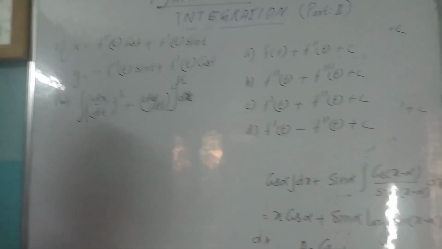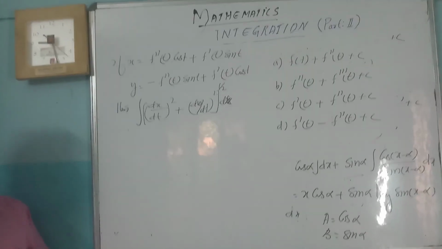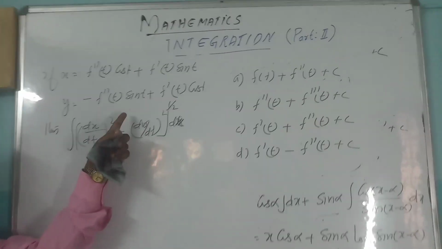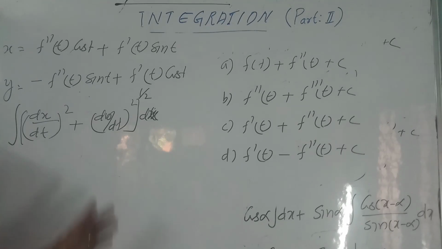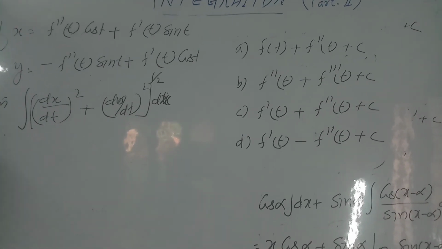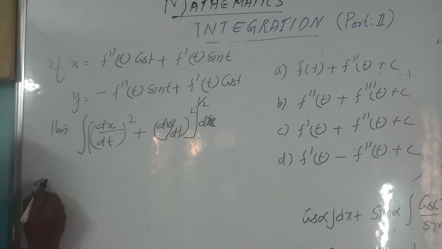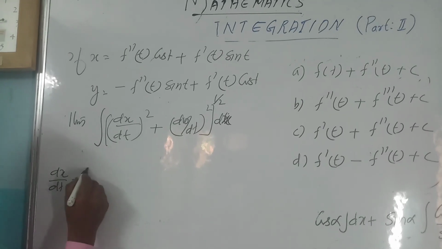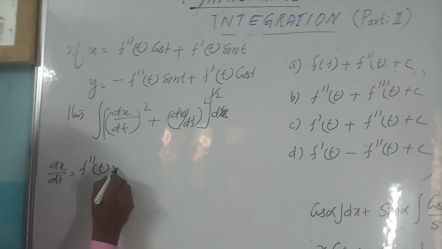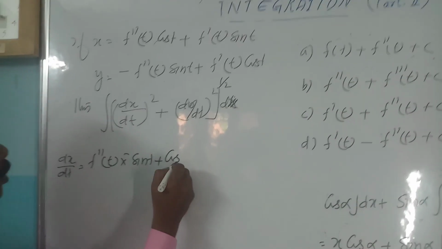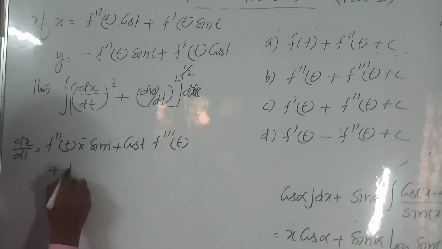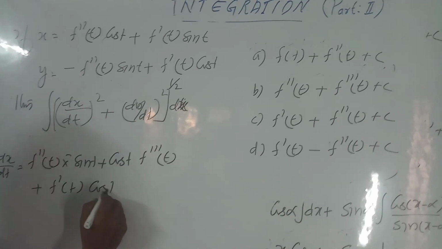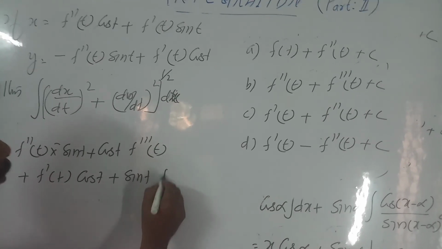See, given x is equal to f''(t) cos t plus f'(t) sin t and y equal to minus f''(t) sin t plus f'(t) cos t, what is the result of the integral of ((dx by dt) whole square plus (dy by dt) whole square) whole raised to half? First of all, we have to find dx by dt. Apply the product rule: first function f''(t) into derivative of cos t, minus sin t, and again second function cos t into derivative of f''(t), that is f'''(t), plus first function f'(t) into derivative of sin t, cos t, and sin t into derivative of f'(t), that is f''(t).